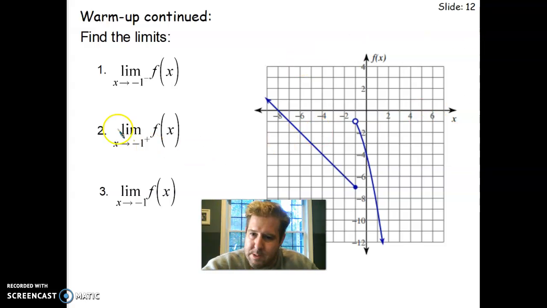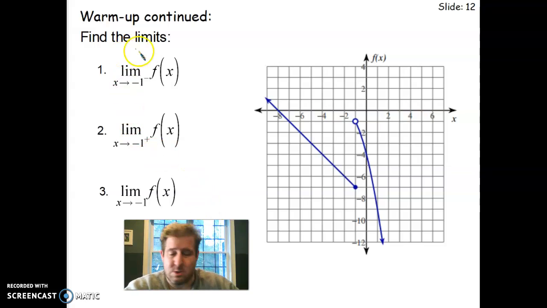Oh, actually, we got a warm-up continued, sorry. So we do need to talk about this, so we didn't talk about this in the last video, the fact that this little minus sign here means from the left-hand side, whereas this plus sign here means the right-hand side.